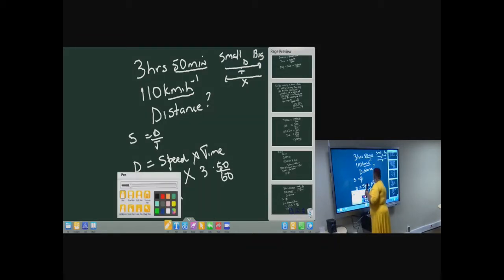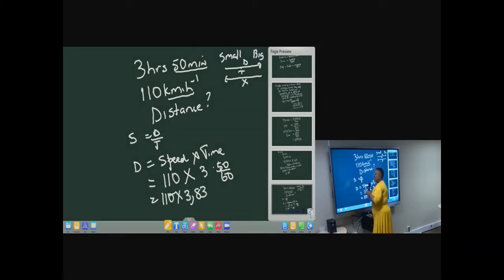So it means it will be 110 multiplied by 3.83. Now it is in hours. Then you have 3.83 multiplied by 110, and then you have your distance, which is 421.3 kilometers.